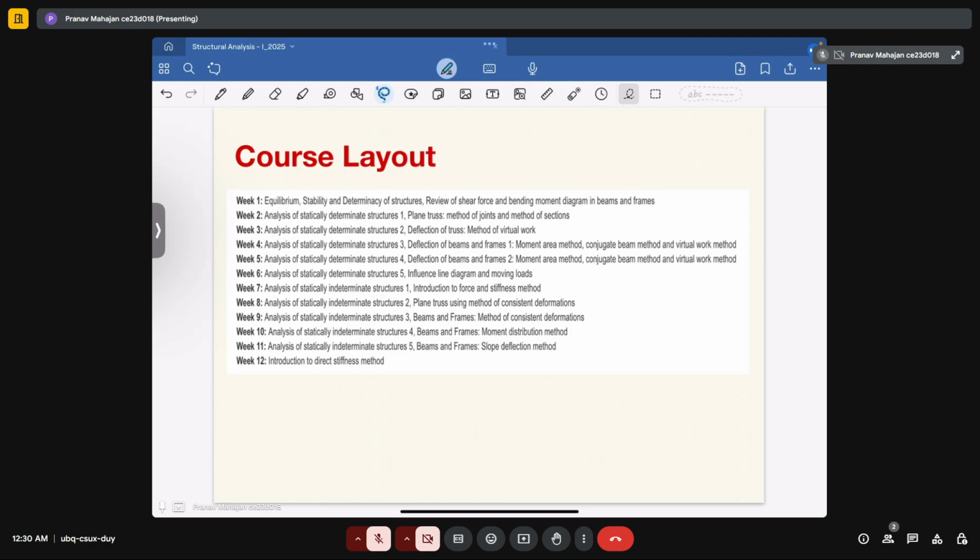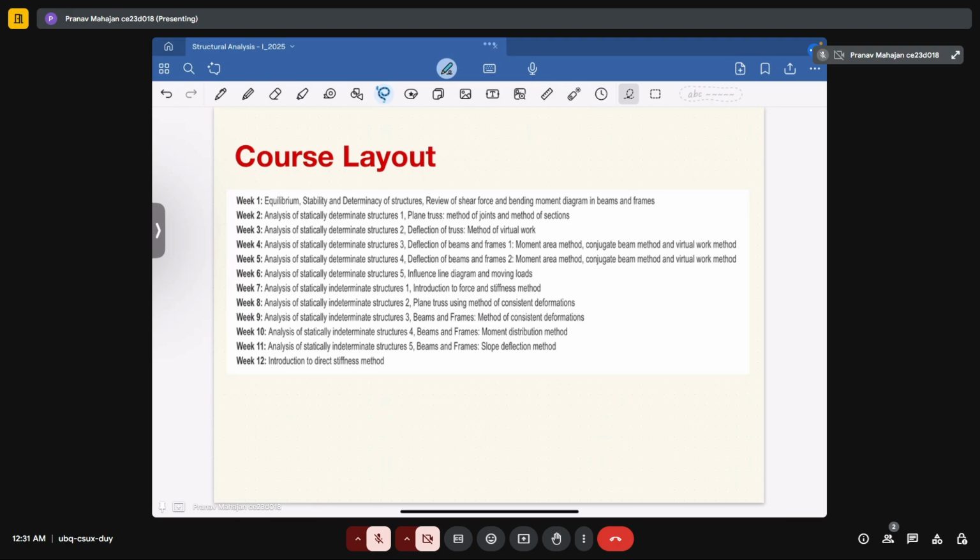Then we went to the analysis of indeterminate structures, where we started again with trusses. We have seen how we can utilize the method of consistent deformation. This method of consistent deformation is also applicable to beams as well as frames. Further, we have seen the displacement method, or the stiffness method, in which we have seen different problems that can be solved using the moment distribution method as well as the slope deflection method.